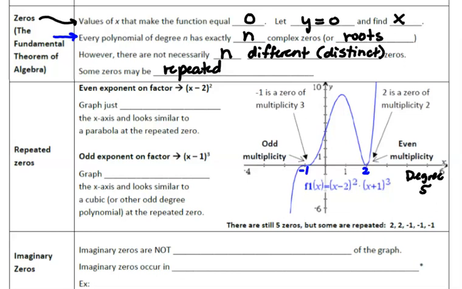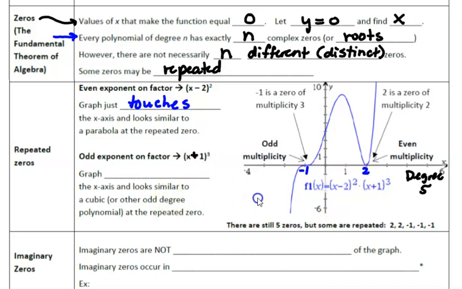Notice though what happens with the graph at those two numbers. At the place where I have x minus 2 squared, the graph just touches at positive 2 and turns around and comes back up. So the graph just touches the x-axis and looks similar to a parabola at the repeated 0. With an odd exponent on the factor, the x, that should say x plus 1. Oops, mistake here. X plus 1 cubed.